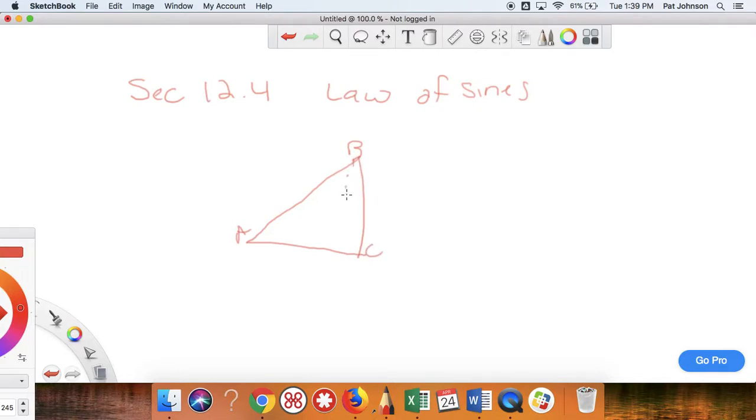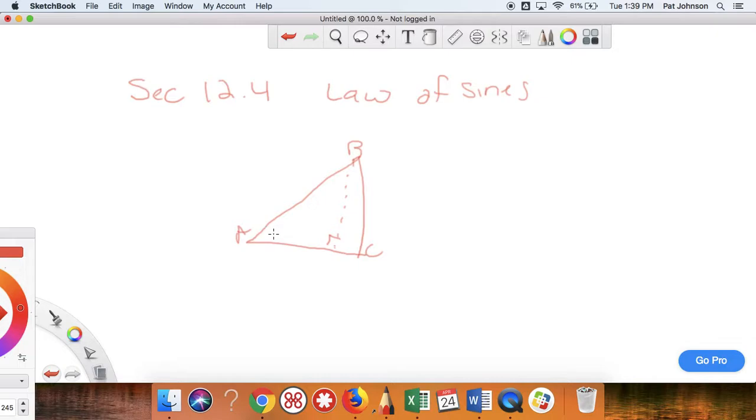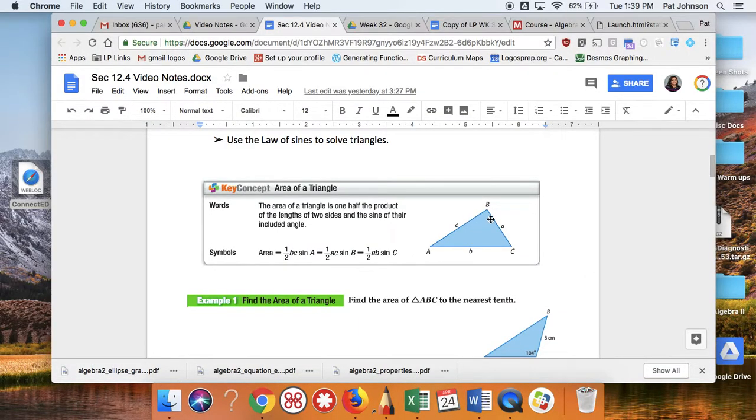And we come down to make the height H. We form a right triangle. So to find the area, we need H. To find H, sine of A equals H over AB, segment AB, which we can call little c. We can call this little b, and this little a, and this is capital C for the angle. So H over c is our height.